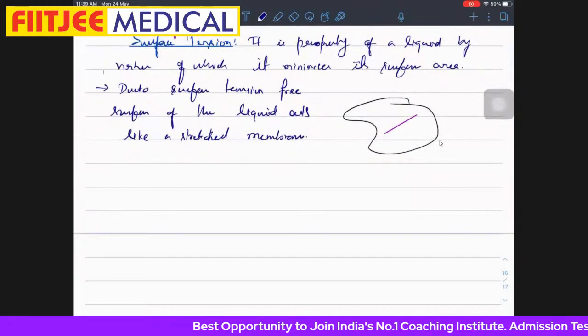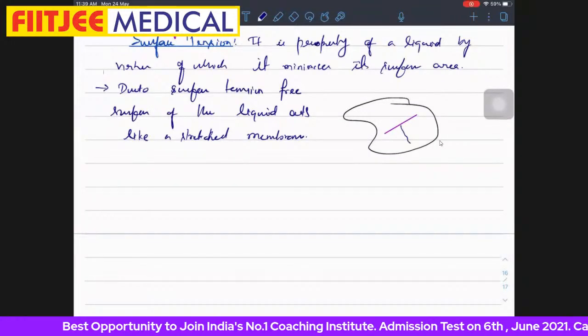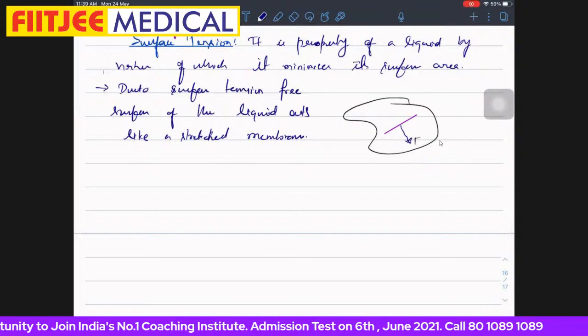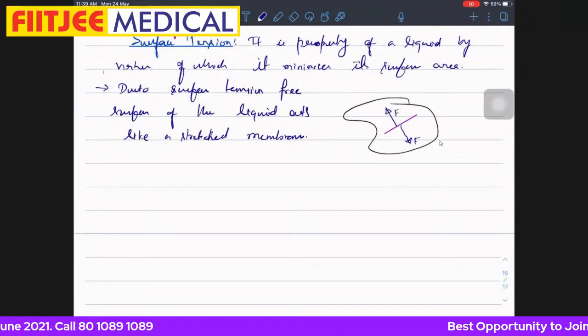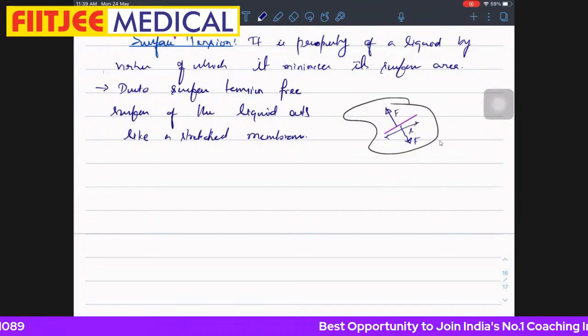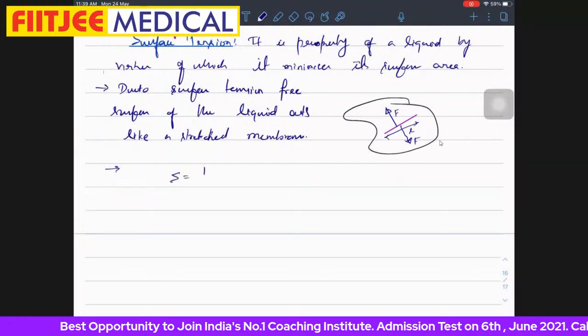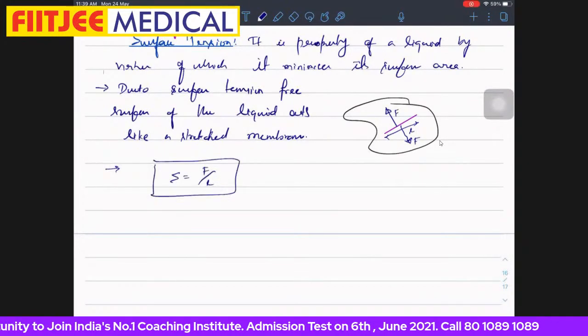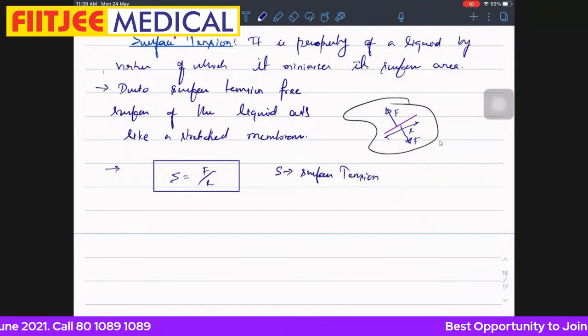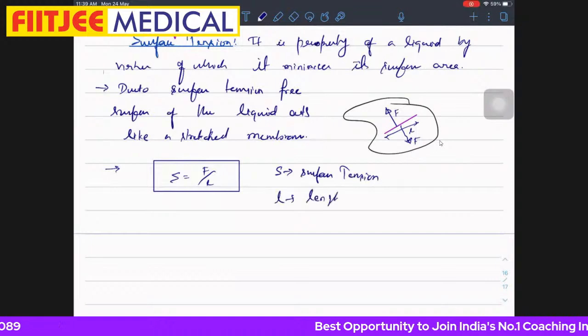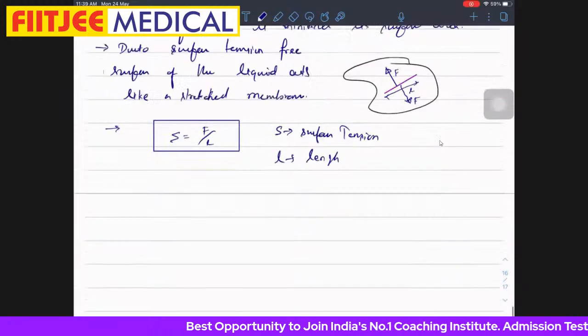Now, suppose this is the surface of a liquid. If I draw a line, what will happen? If any rubber is stretched, it will try to pull. So on both sides, due to surface tension, a force F will act. If I take this part as length L, we write mathematically the surface tension S equals force divided by length. Here S is surface tension, L is length, and F is the force due to surface tension.